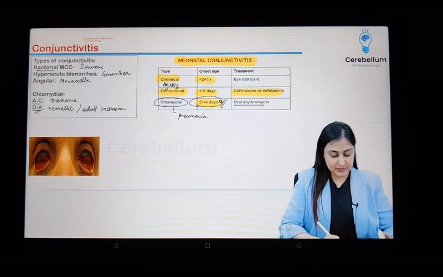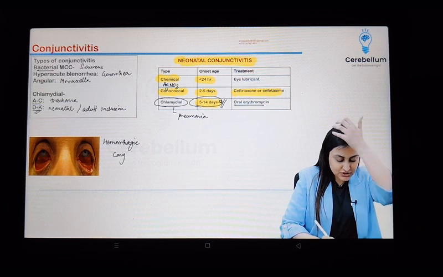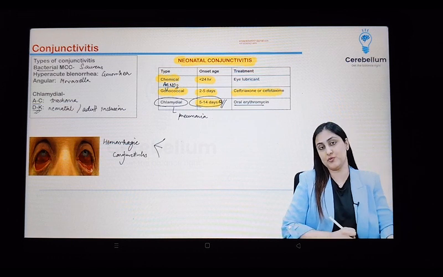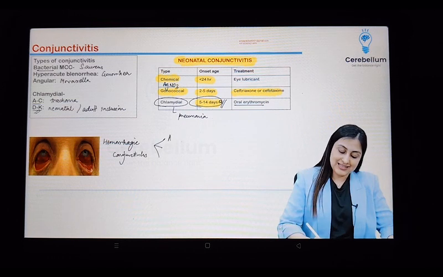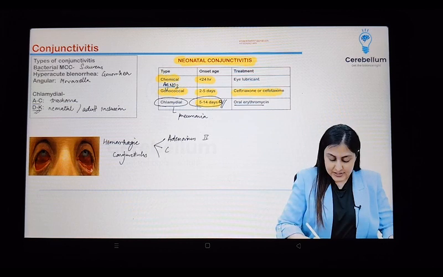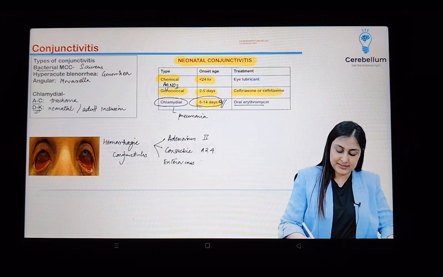When you see this very scary looking appearance, this is hemorrhagic conjunctivitis. So hemorrhagic conjunctivitis is frequently seen with a few viruses whose strains you need to remember. Very important. One is adenovirus type 2. Second is Coxsackie virus A24, and third is enterovirus 70.